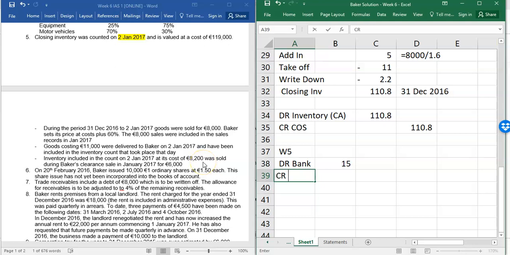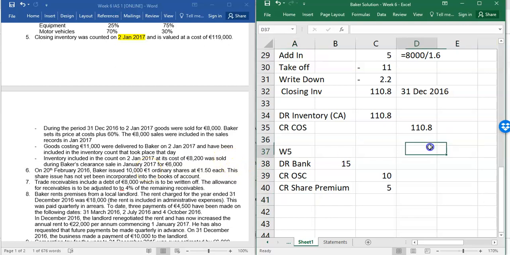You're going to credit ordinary share capital. You always credit ordinary share capital just the nominal value. So 10 times €1. That's the nominal value of each share. And the difference then you're going to credit share premium, which is the 5. So you always put in the share premium account the amount that you issued for over the nominal value. So the €1.50 is the market value, the €1 is the nominal value.